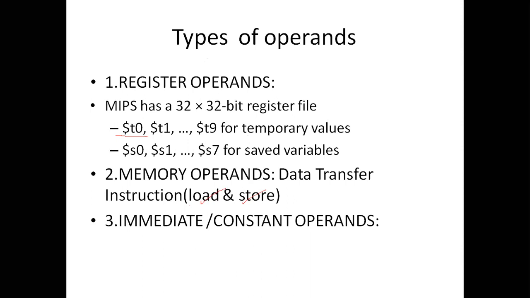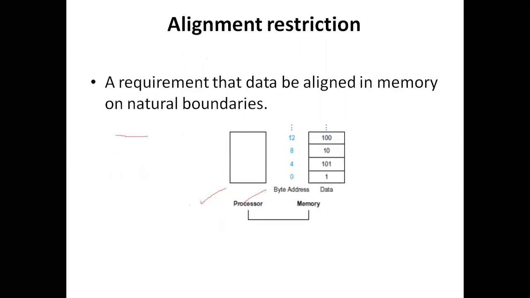And third type of operand is nothing but immediate or constant operands. Here we have the operand is the type of constant. That is nothing but immediate operands. That any one of the operand is the constant means we can say it is the immediate operand.